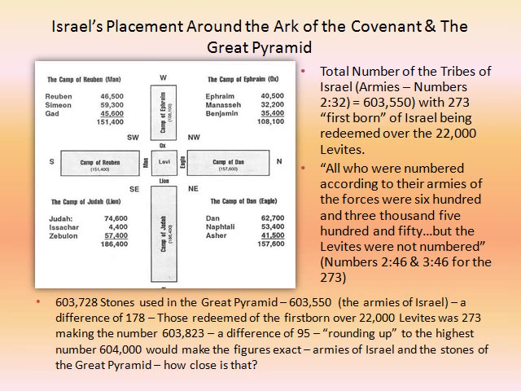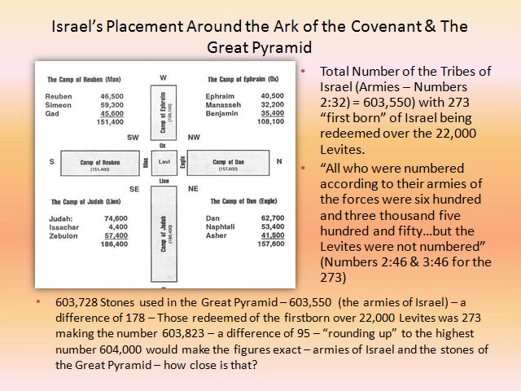This is our last slide in the presentation, and this is Israel's placement around the Ark of the Covenant and the Great Pyramid. As we have indicated, the total number of the tribes of Israel and its armies that were numbered in the book of Numbers, chapter 2, verse 32, comes to 603,550, along with the 273 of the firstborn of Israel over and above the 22,000 Levites.